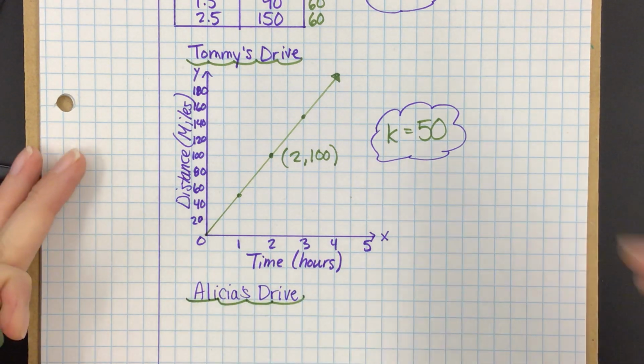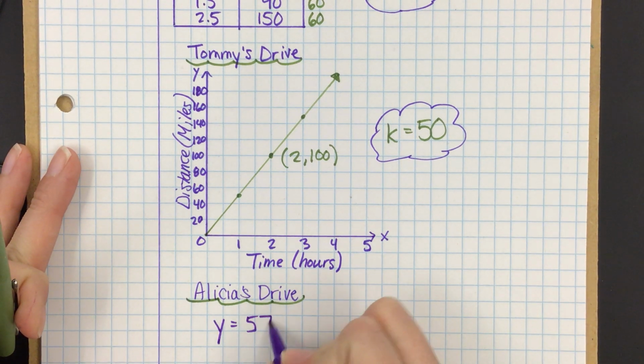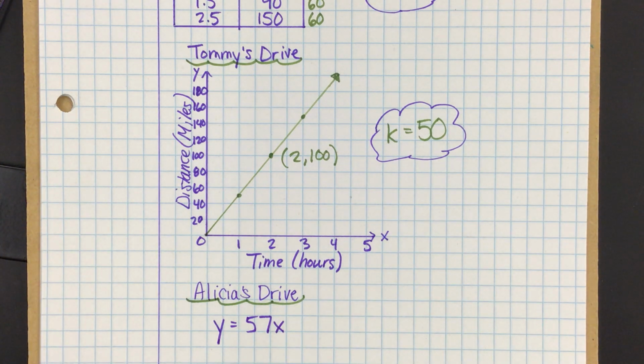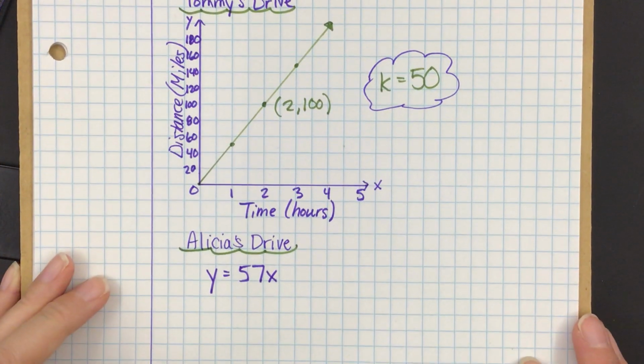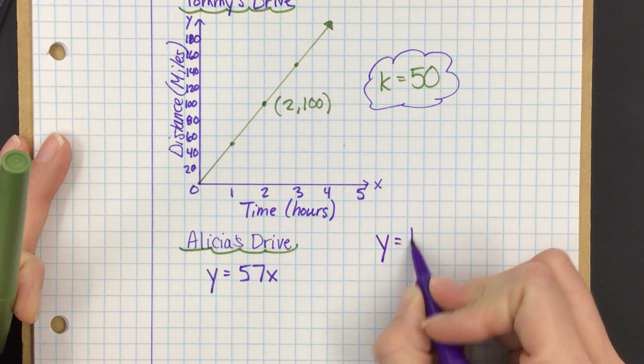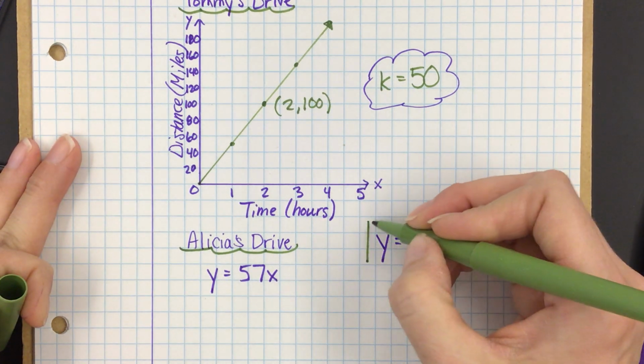So we have y is equal to 57x. Okay, and if you remember back to when we did proportionality at the beginning of the year, if you have anything in this form, the constant of proportionality is already right there for you.